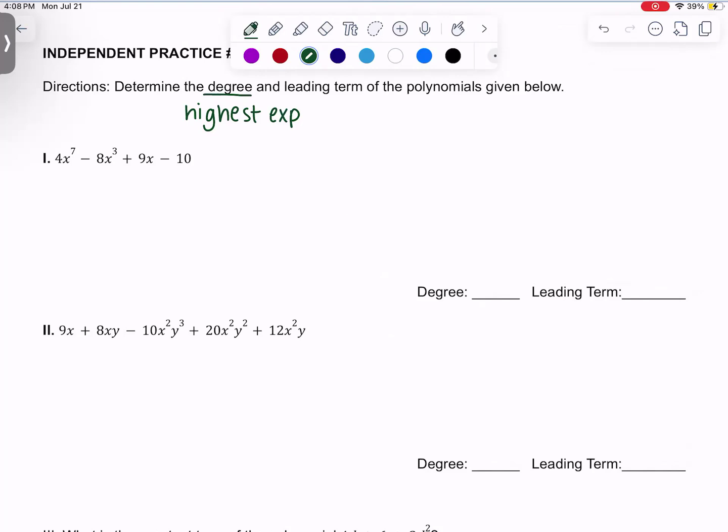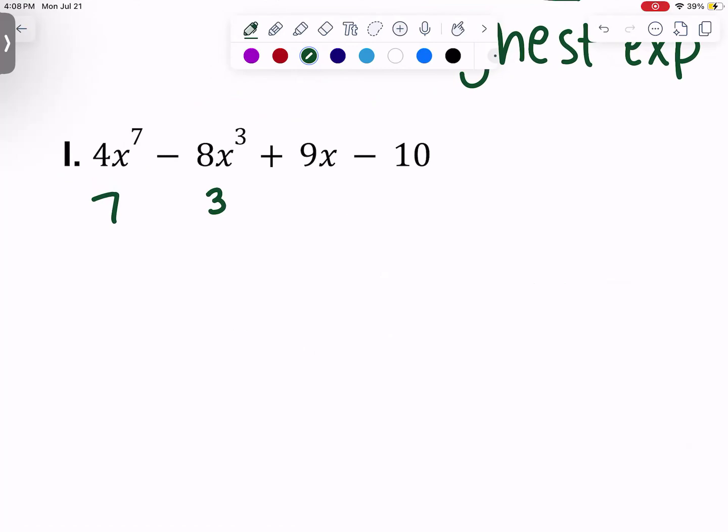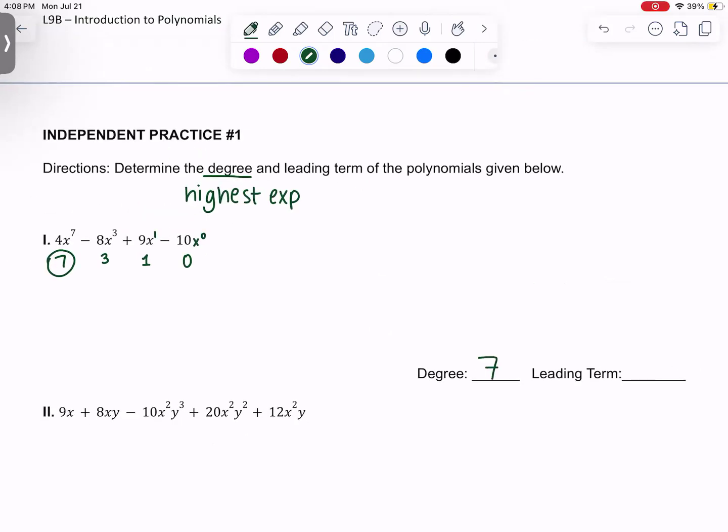So I think the fastest way to do this is to go through each monomial and determine its degree. The degree of the first one is 7, so let's put a little 7 under it. The degree of the highest exponent of the second one is 3. The 9x has a degree of 1. The exponent is 1. And the -10 has a degree of 0. It has no variable on it, x to the 0. So what's the degree of the entire polynomial? 7. And the leading term is 4x to the 7th.